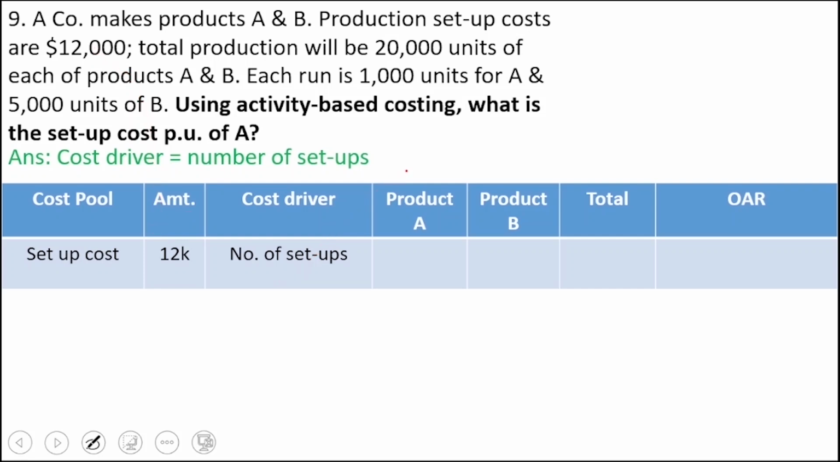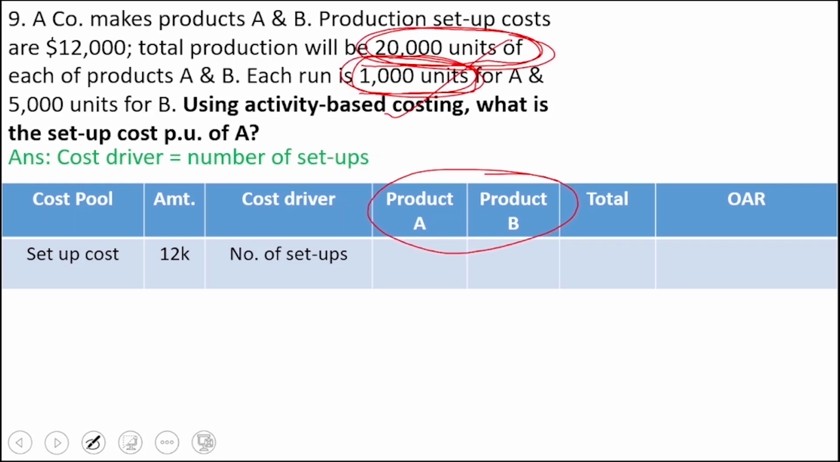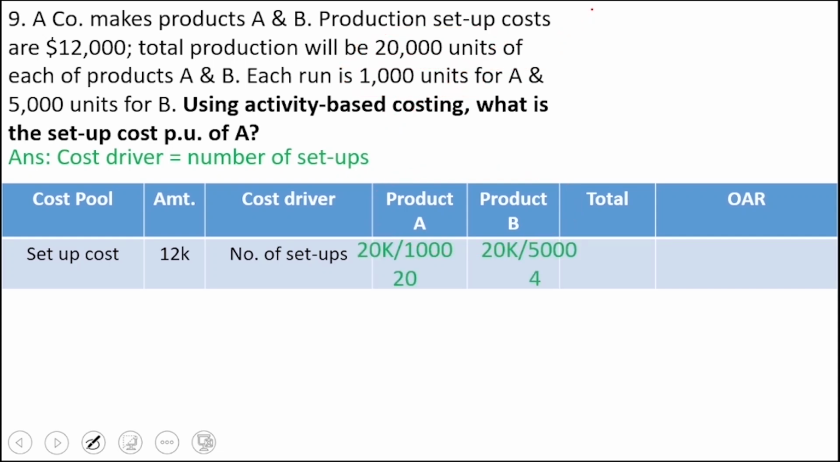Now, do we know the number of setups for product A and product B? For each production run, 1000 units are produced and we need a total of 20,000 units of A. So, the number of setups is 20,000 units, which is the total units of A, divided by 1000 units, which is the units produced for each run. So we get the number of setups for A as 20. Likewise, for product B, 20,000 units are to be produced, and for each run, 5,000 units of B are produced. So 20,000 divided by 5,000, so there are 4 setups for B. So the total number of setups will be 20 plus 4 or 24.